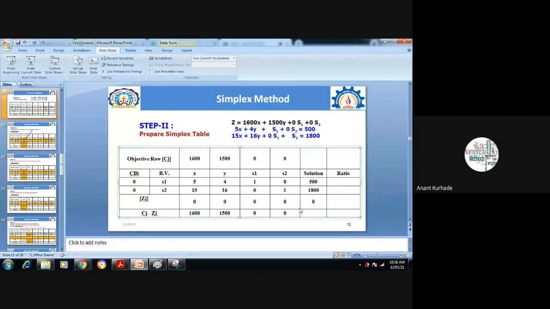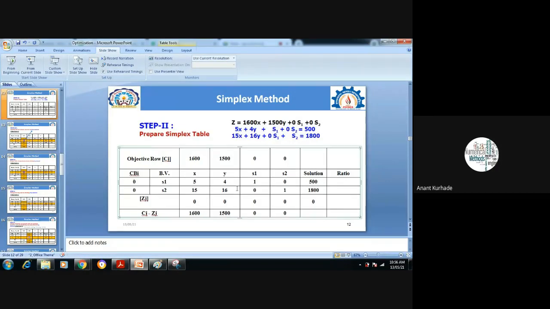So this is your simplex table. But the ratio, these two values are missing. What are those two values? This is very important. If you understand the first table, then you can easily write values for the second simplex table.